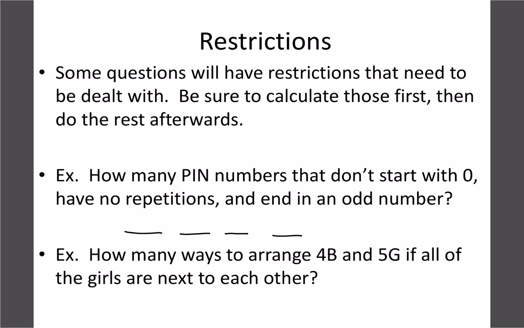So we got a 4-digit pin number again. So we want ending in an odd number. Let's kind of work with that one first. So that means we got 5 different digits. It could be an odd number. Okay. We don't start with 0.